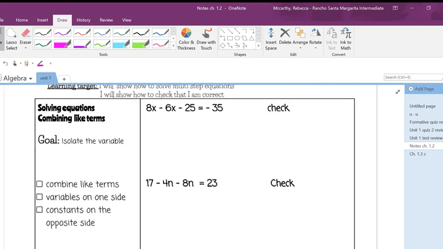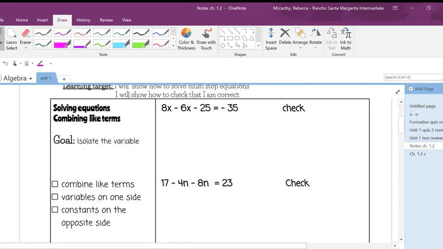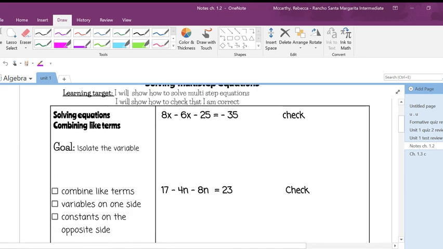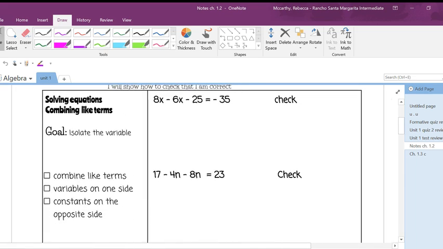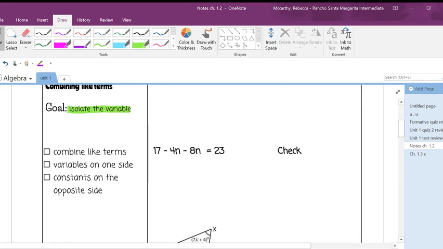So first of all, when I'm solving equations, I always want to make sure I'm going to combine my like terms. I created a little checklist here. Again, every time I use a colored pen, please use a colored pen also, or marker or highlighter. When I use a pencil, or black ink, that's your pencil. Again, our goal is to isolate the variable. And this is a checklist here. I want to combine my like terms first. I want variables on one side and constants on the opposite side.